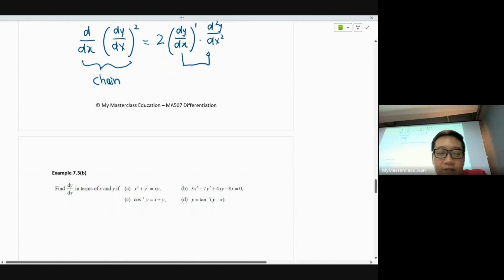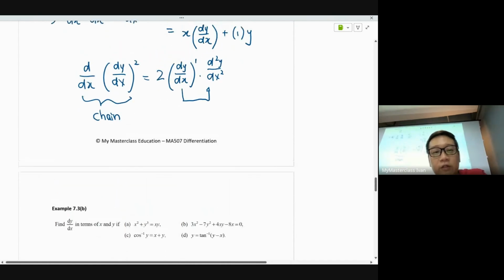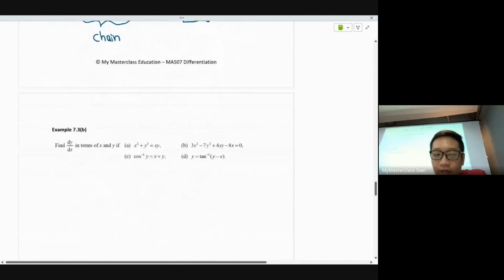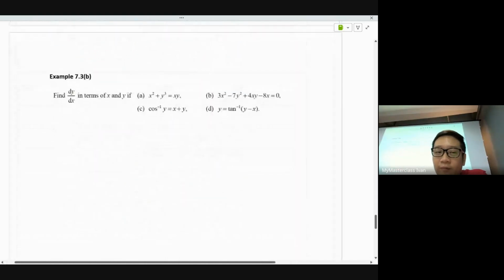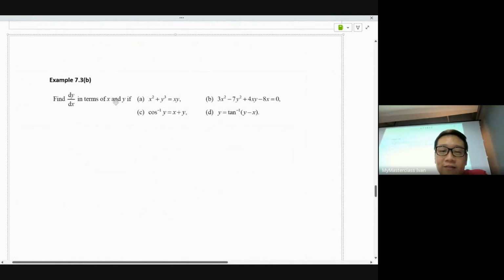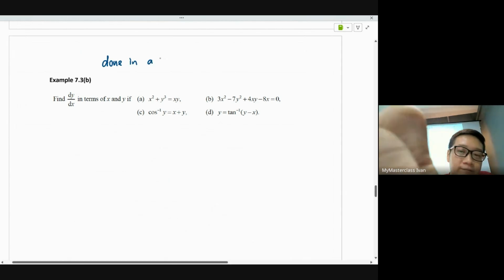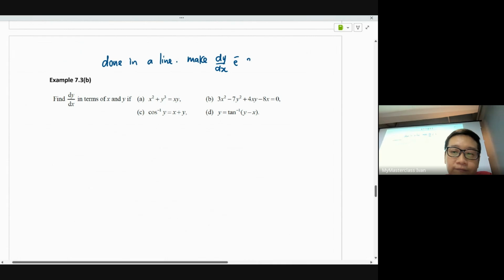So for implicit differentiation, you will seldom need to write d dx of something unless the question asks you to differentiate with respect to x. But when they ask you to find dy dx in terms of x and y, it's done in one whole line. Then make dy dx the subject. I'm going to do 2 with you so that you can do the rest yourself.